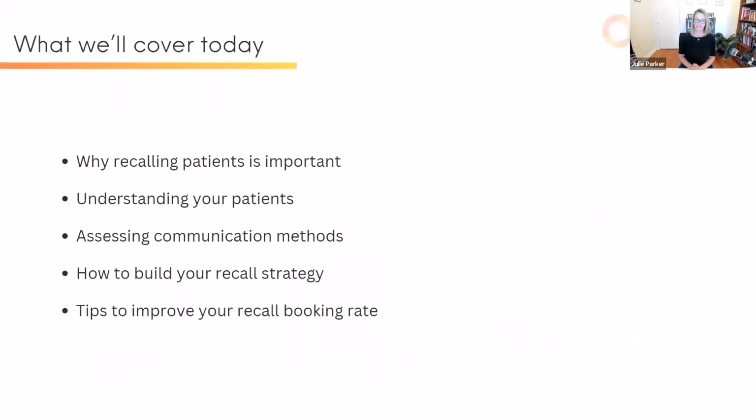What we're going to cover today is why recalling patients is important, understanding your patients, and you'll start to see the relevance of that when we talk about how to communicate with them to bring them back in, assessing the different communication methods that are open to us, such as SMSing and phone calls. We'll go through how you can build your unique recall strategy that's going to help your dental practice patients attend those appointment times. And we're going to go through a whole bunch of tips to improve your recall booking rate.